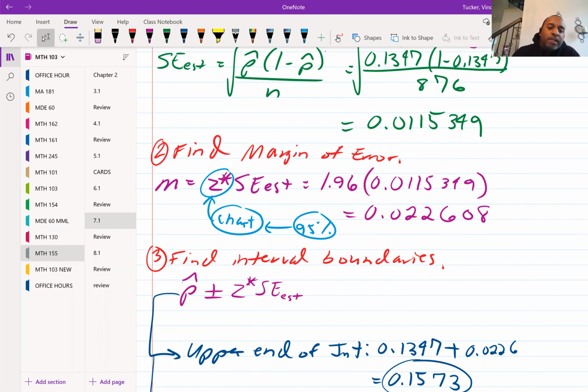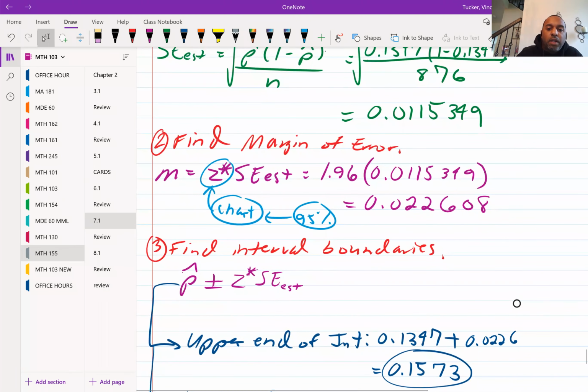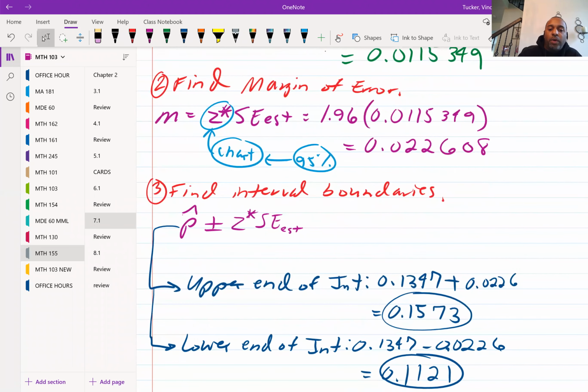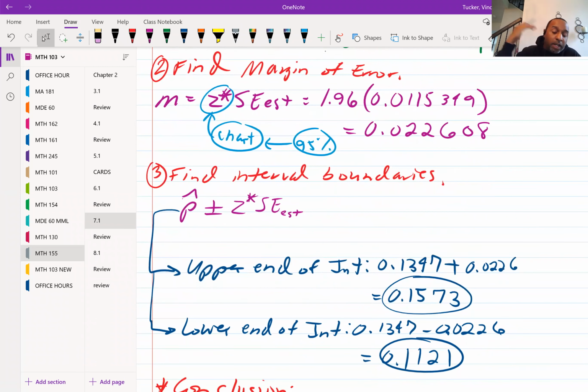You have p hat plus or minus your margin of error. All right, so p hat was 0.1347. That margin of error is 0.022608. And MATLAB will let you know how many decimal places they want for the upper end of your interval and the lower end of your interval. But to find the upper end, you add 0.0226, and that came from here. And then to find the lower end, you subtract 0.0226.